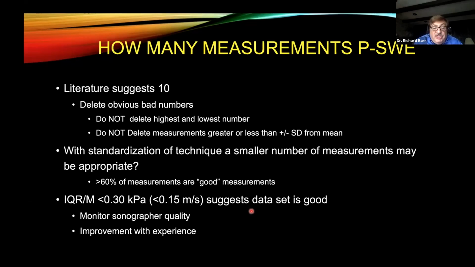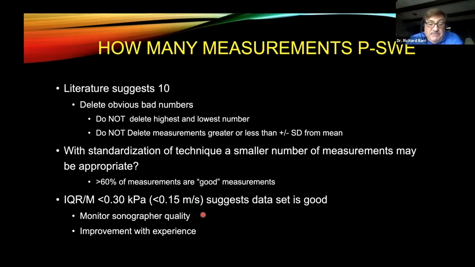And again, we like to use this interquartile range over median, and the system will calculate that for you in the report page. Less than 0.3 for kilopascals and less than 0.15 for meters per second tells you that your data is all very close to each other and that you most likely have a very good data set.